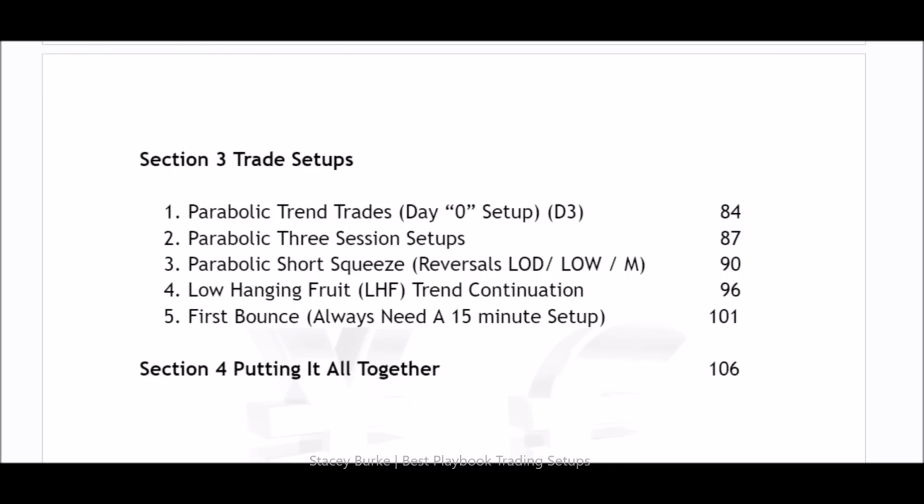Good day, traders. Stacey Burke from Stacey Burke Trading, and today we're going to continue our discussion on parabolic trade opportunities. One of the recurring questions that came out of the last couple of videos was discussing the day zero setup. And I've talked about this in the past.